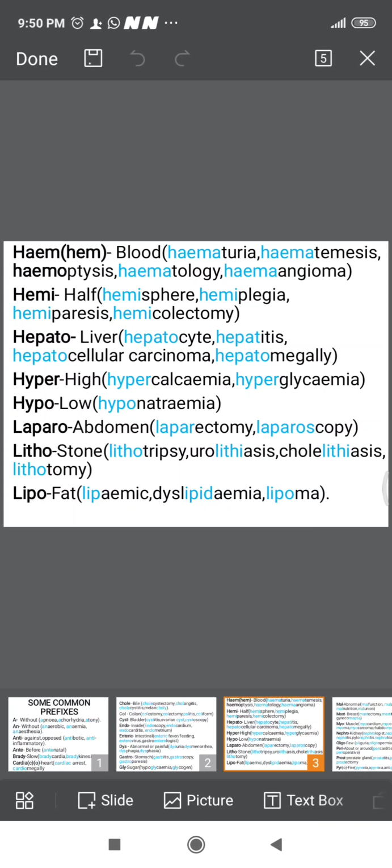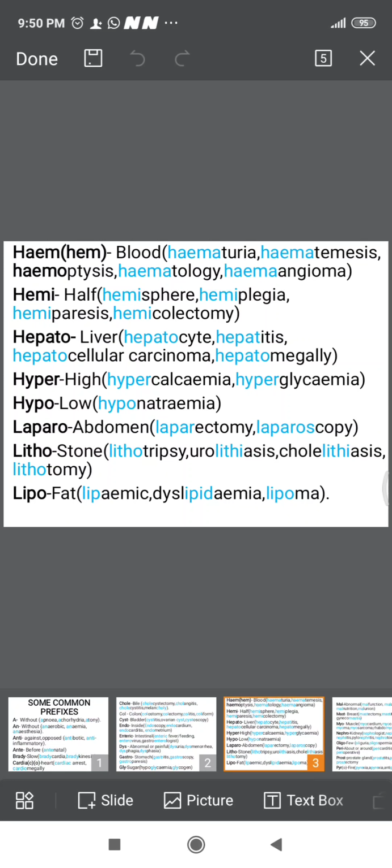Another prefix we have here is hepato. Wherever you see hepato, it means liver. We have hepatocyte, that is the liver cell. Hepatitis, that is inflammation of the liver. Hepatomegaly, that is abnormal enlargement of the liver. Hepatocellular carcinoma, that is the cancer of the liver cell.